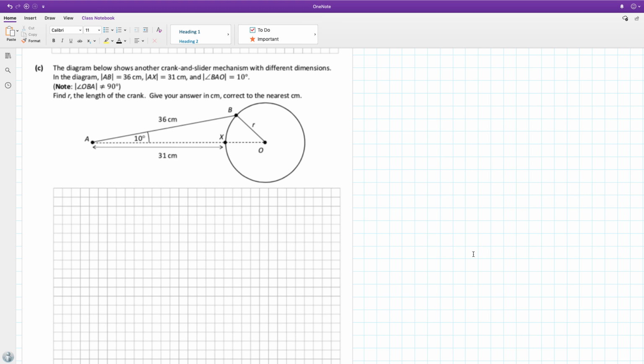So, this crank is now different, i.e. this is now a different slider mechanism. So, this is no longer 30 and this is no longer 10. It's a different slider mechanism. They want us to find R. Could I join BX to create that triangle and then use cosine straight away? And what would you get there? You get BX. That's one way of doing it.